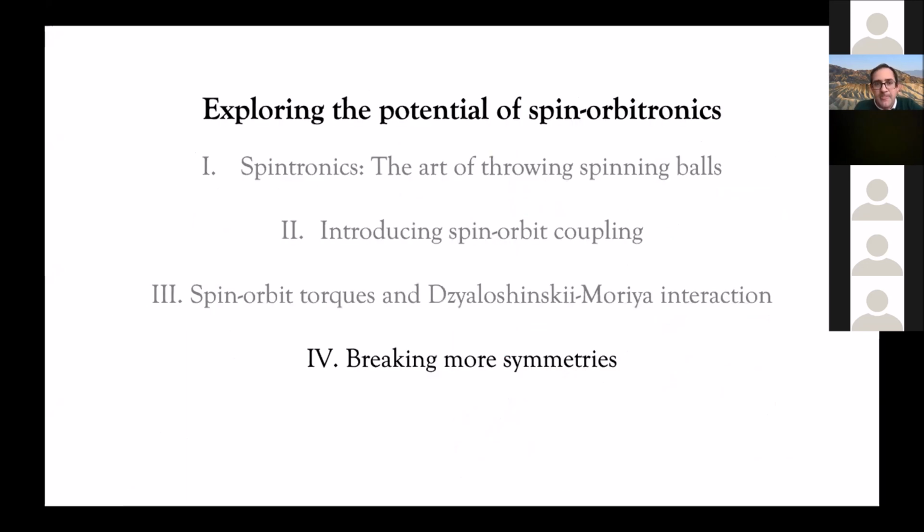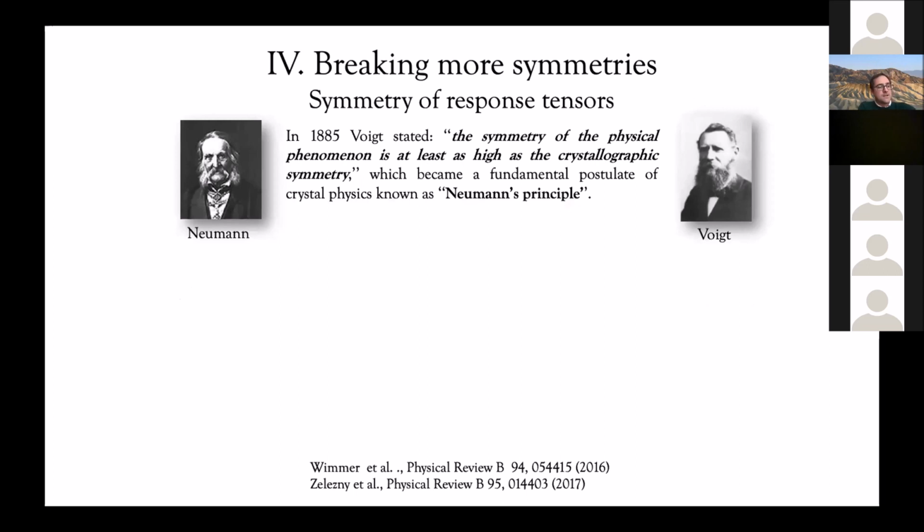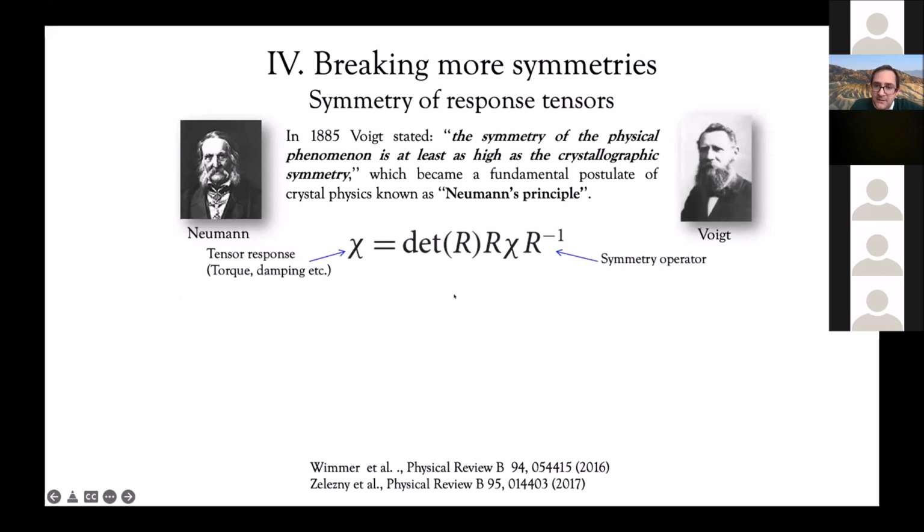in transition metals. Now, what I would like to do is to move one step forward and break even more symmetries. At the moment I have only considered inversion symmetry breaking. Now I'd like to see what happens when I break even more mirror symmetries. As we know from Neumann's principle, which was actually enunciated by Voigt, the symmetry of the physical phenomenon or phenomena we're interested in is at least as high as the crystallographic symmetry. So we can use the crystallographic symmetry to extract the general form of the tensor response.